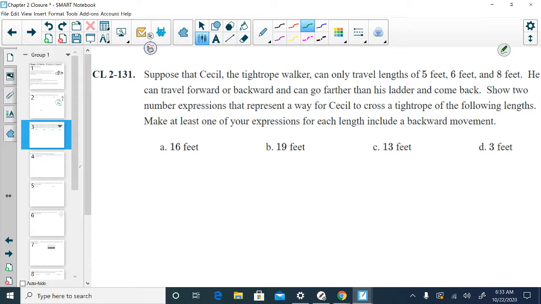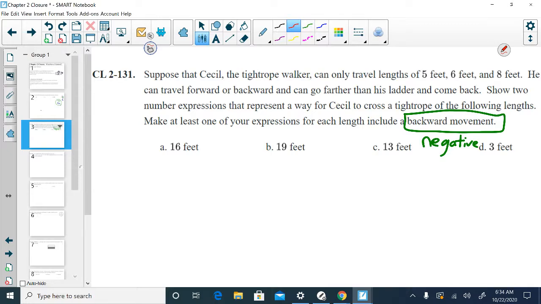So when we're looking at a backward movement here, and we're only adding numbers, what type of number, or integer I should say, is a backward movement going to represent? It's going to be a negative integer, isn't it? That's the only way we can move backwards. Think about when we did that tightrope activity outside with the cones. So we're looking at 16 feet first. So I'm going to get creative here. I'm going to throw some multiplication in my problems.